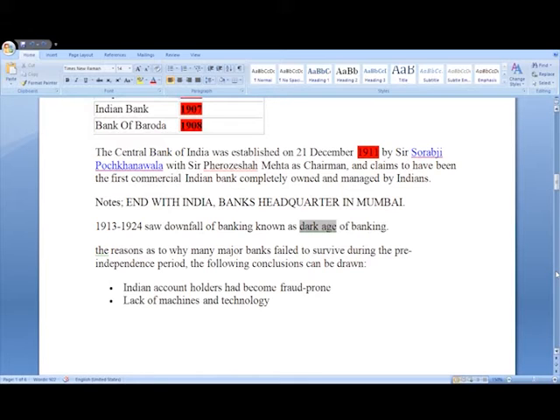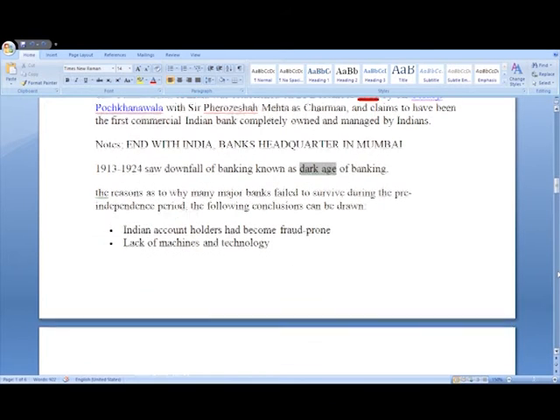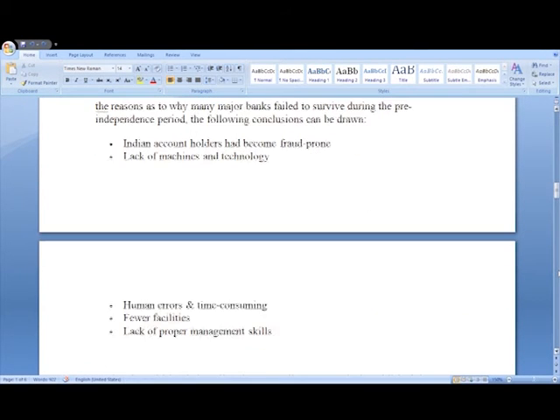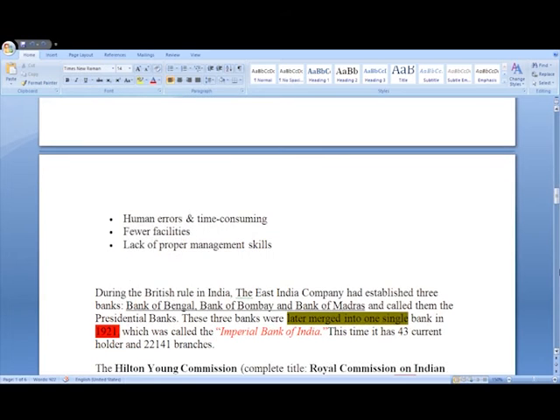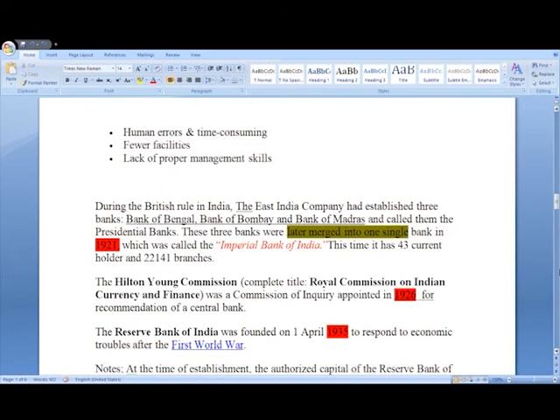The reasons why many major banks failed to survive during the pre-independence period can be concluded as follows. Indian account holders had become fraud-prone. There was a lack of machines and technology. Human errors and time-consuming processes. Fewer facilities. Lack of proper management skills.